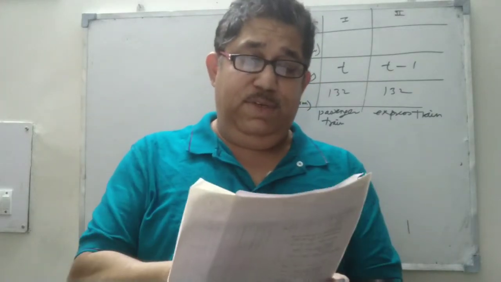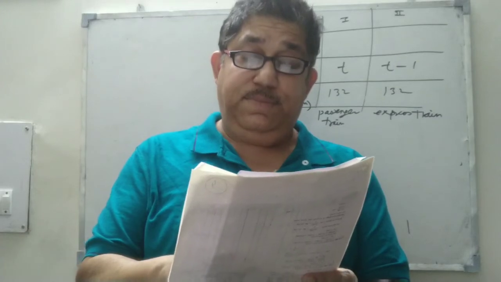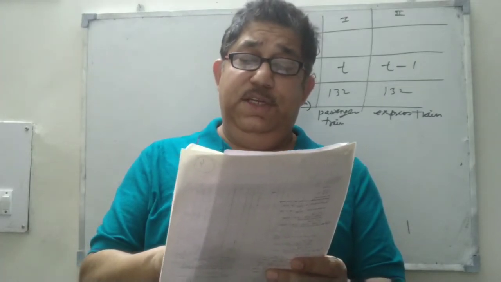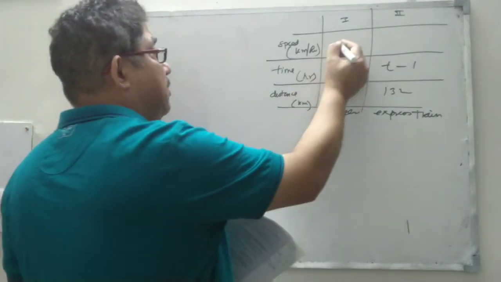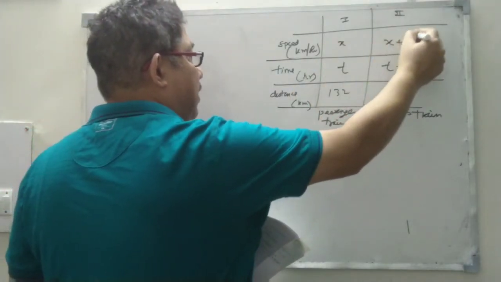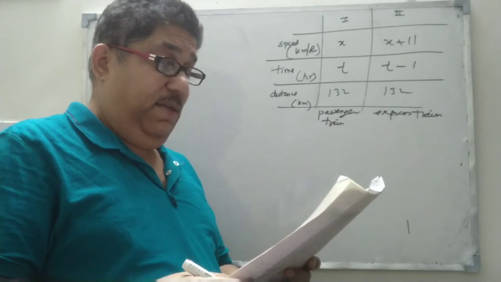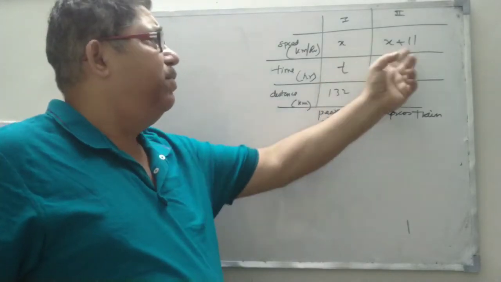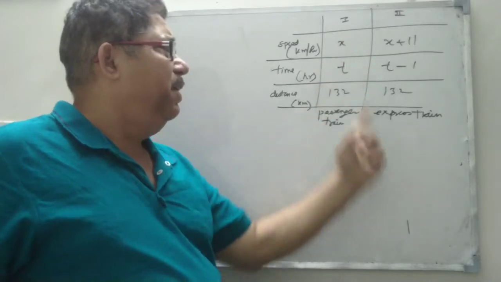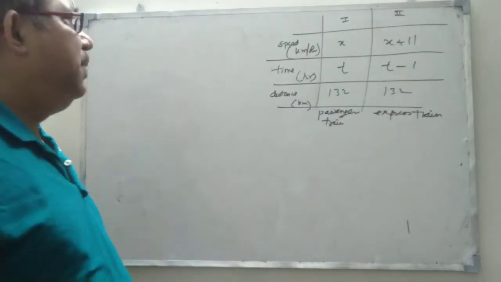I'm not really interested what two cities are there. If the average speed of the express train is 11 more than that of passenger train. So I take this speed as x and this becomes what? X plus 11. Then find the average speed of the two trains. So you have to find for both. You have to find this also and this also. That means this is passenger train, this is express train. So I have to find for both of them. Right.